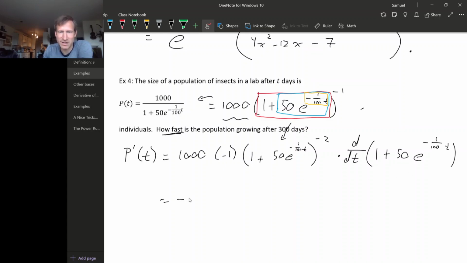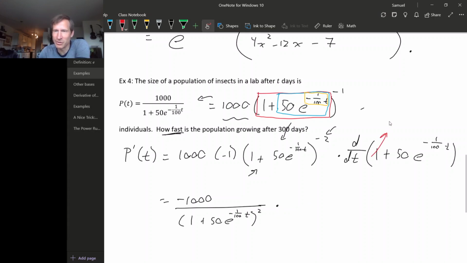Okay, so minus 1000. This stuff here, I'm going to put that in the denominator. So that's 1 plus 50 e to the minus 1 over 100 t squared, like that. Right, this negative exponent puts that in the denominator. And now multiply by the derivative. Well, the derivative of 1 is 0. And then, so we get a 0 plus something. So I won't write the 0 plus. And then the constant multiple rule says we can just copy down this 50.